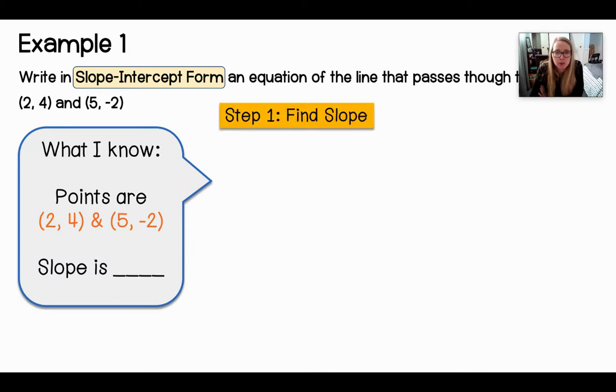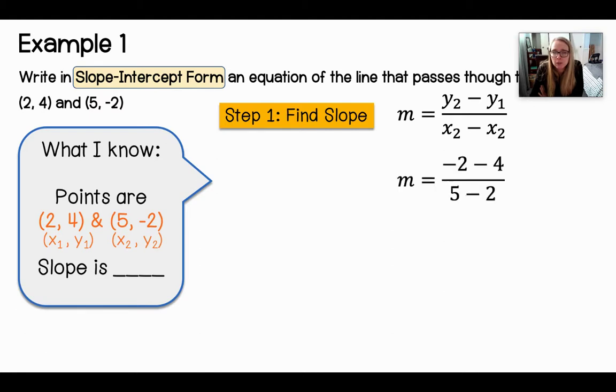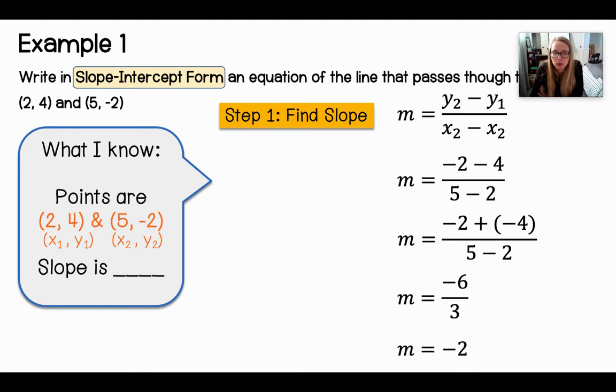So we're going to subtract our y coordinates in the numerator and subtract our x coordinates in the denominator. So I'm going to do negative 2 minus 4, and then in the denominator, 5 minus 2. I'm going to change that subtraction in the numerator, add the opposite. So negative 2 plus negative 4 is negative 6. And then I didn't change the subtraction to add the opposite in the denominator because it's 5 minus 2, which is 3. Let's simplify that ratio. Negative 6 over 3 in simplest form would be negative 2. So now we know our slope is negative 2.